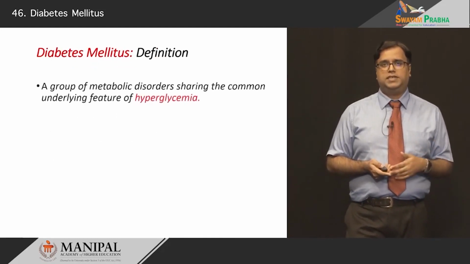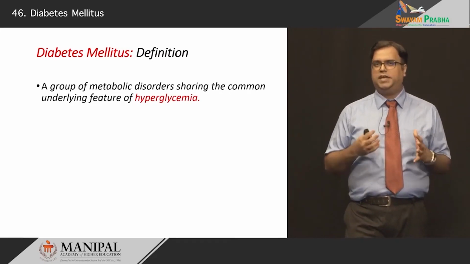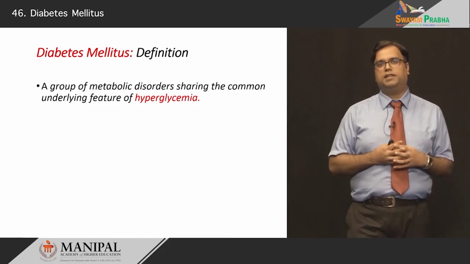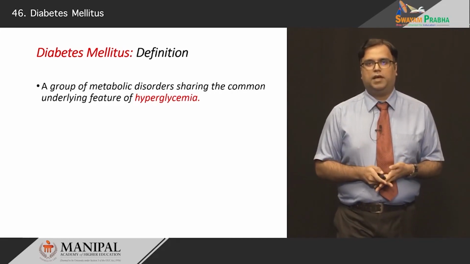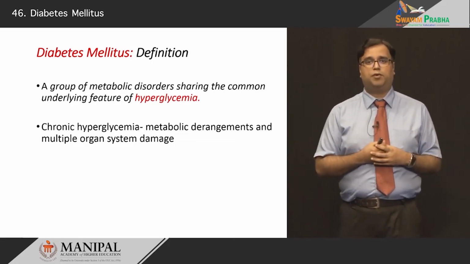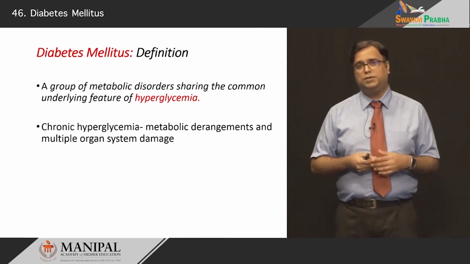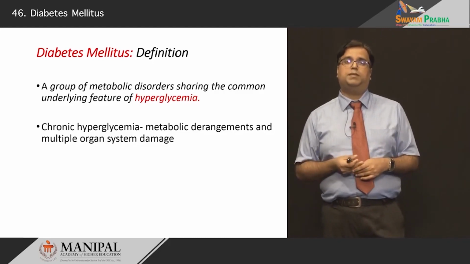If you look at the definition, it's quite a simplistic definition. It's a group of metabolic disorders which share a very common feature. The common denominator there is hyperglycemia. Chronic hyperglycemia seems to be the fundamental problem here, because not only does it portend metabolic derangement, but it also has the potential to damage multiple organ systems.